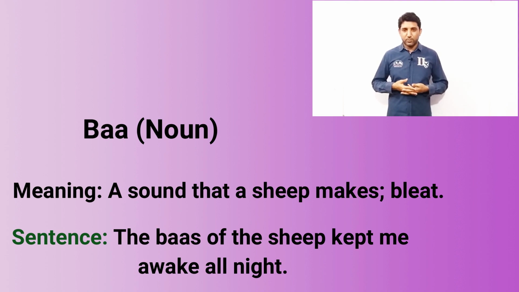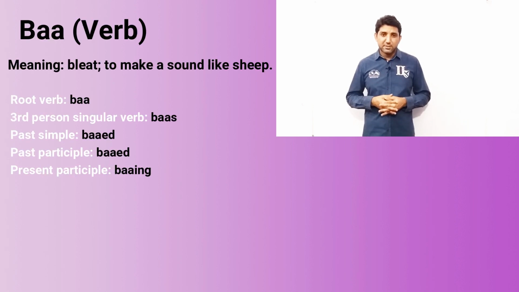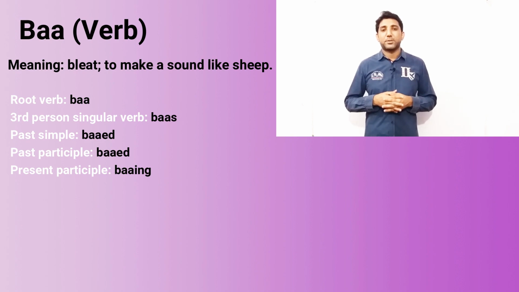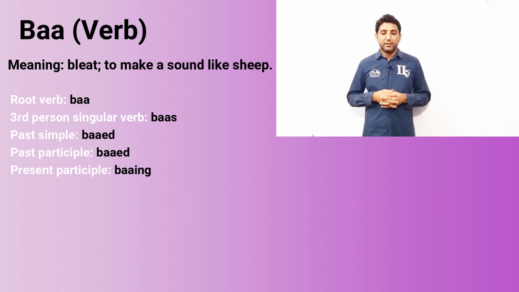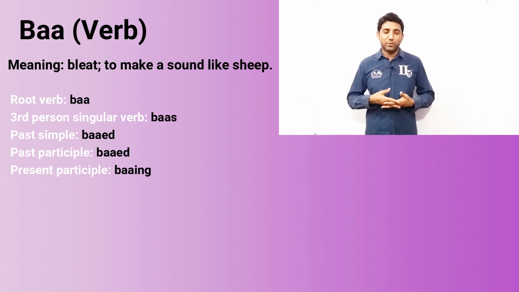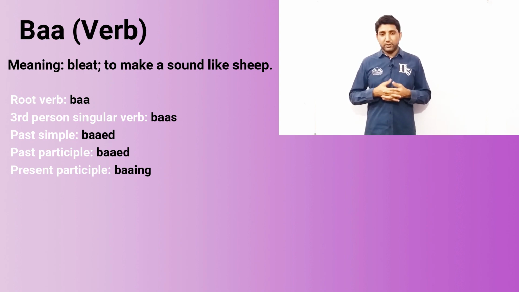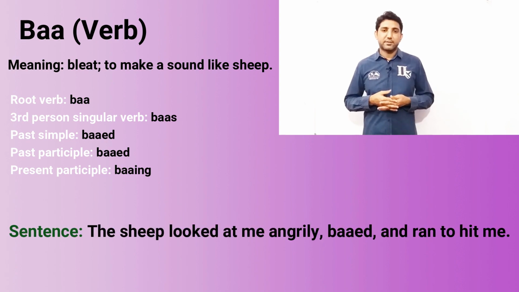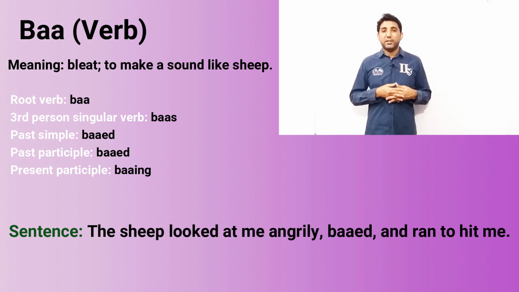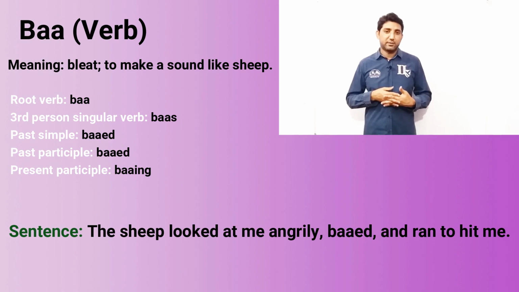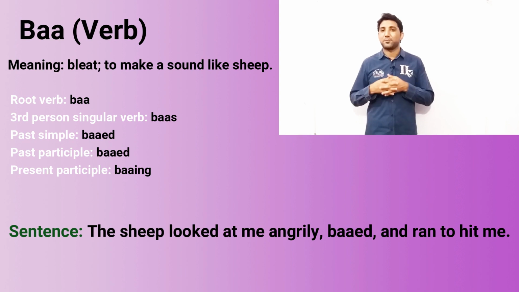Now let's use this word as a verb in our sentence. But first, let's know the verb forms. The root verb is baa, the past simple is baaed, the past participle is baaed, and the present participle is baaing. We can also exchange this word with bleat, but I have chosen this word today for our vocabulary video. So now let's use this word as a verb in our sentence. The sheep looked at me angrily, baaed, and ran to hit me.